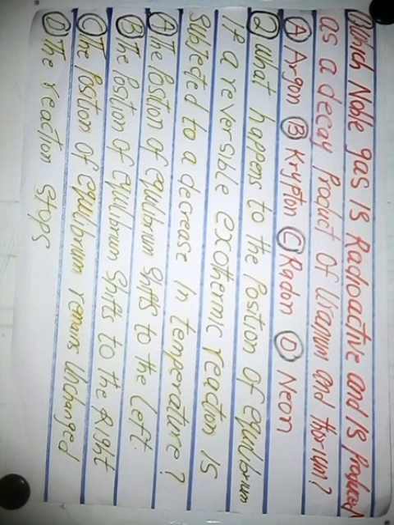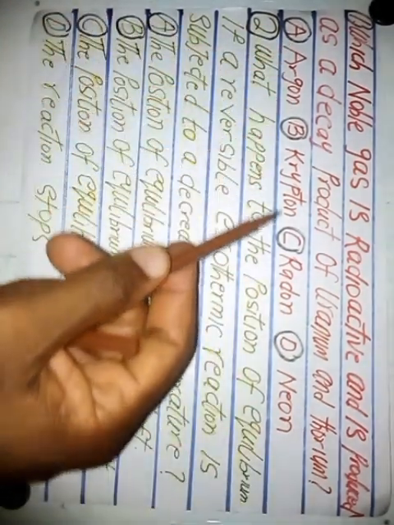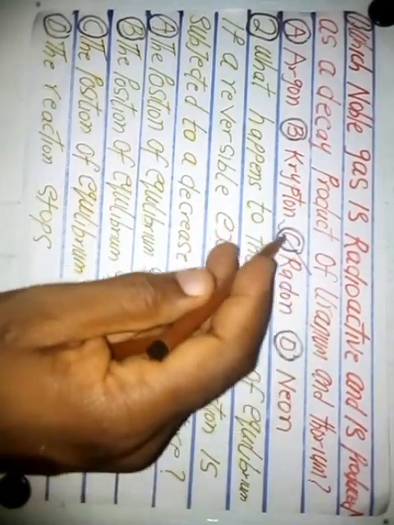All right, without wasting much time, the first question: which noble gas is radioactive and is produced as a decay product of uranium and thorium? Your answer is radium.